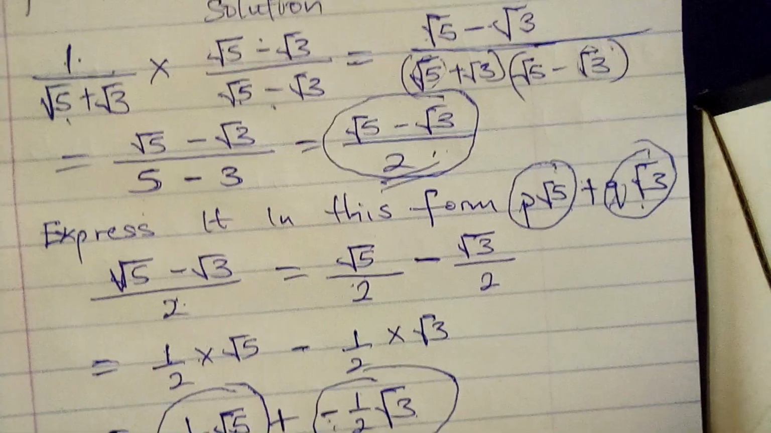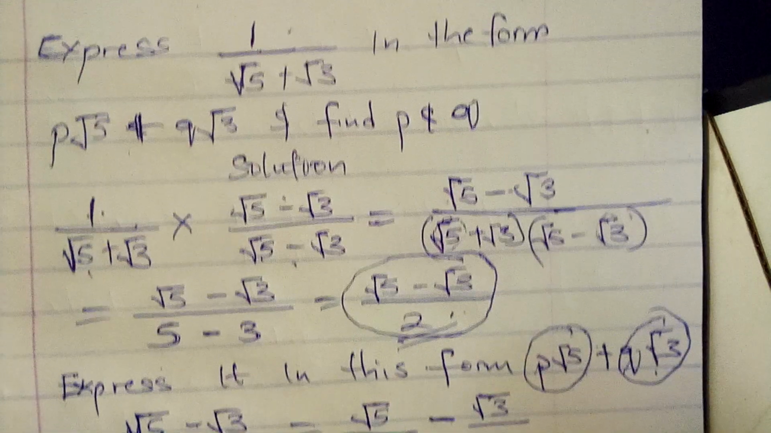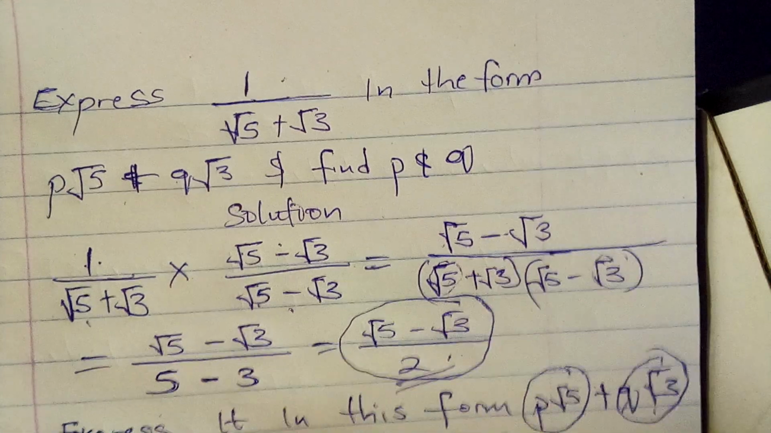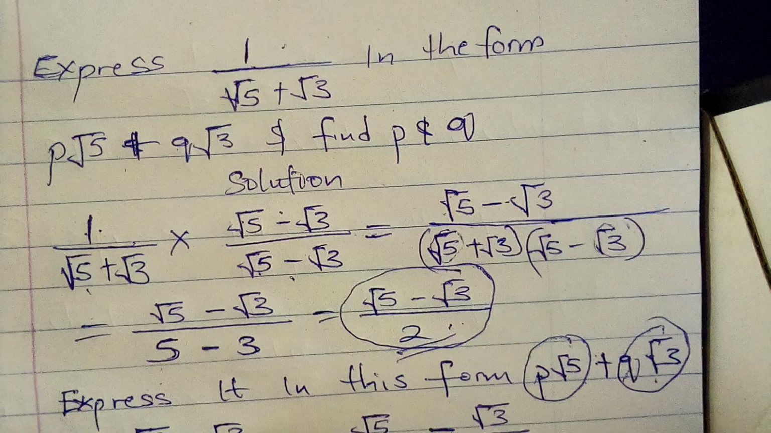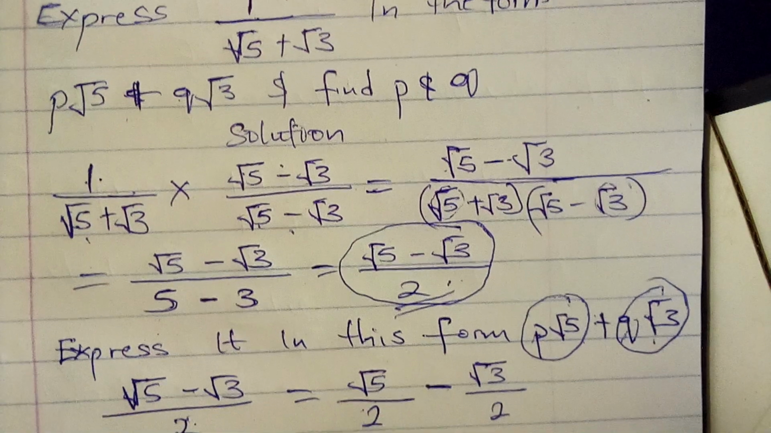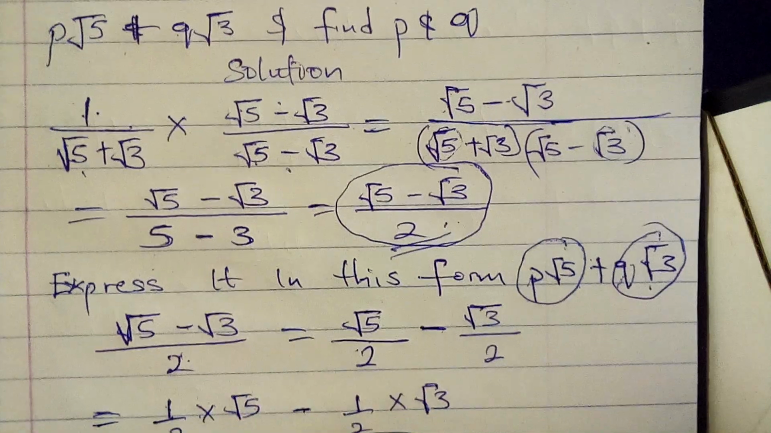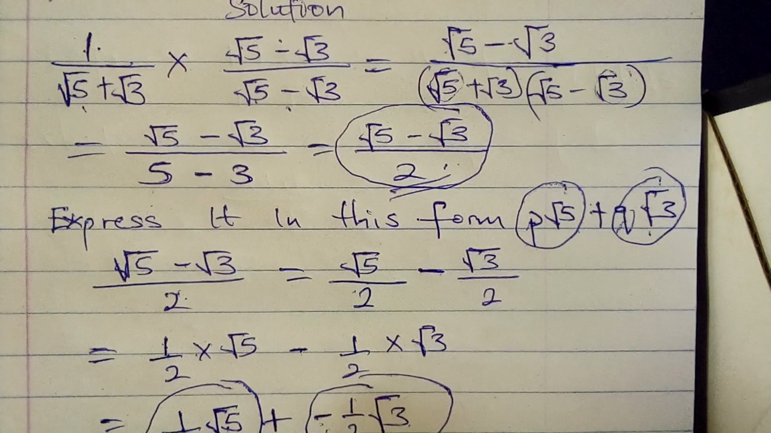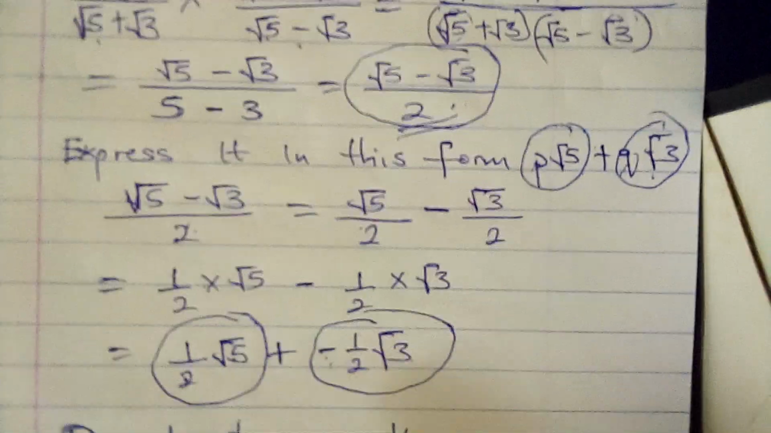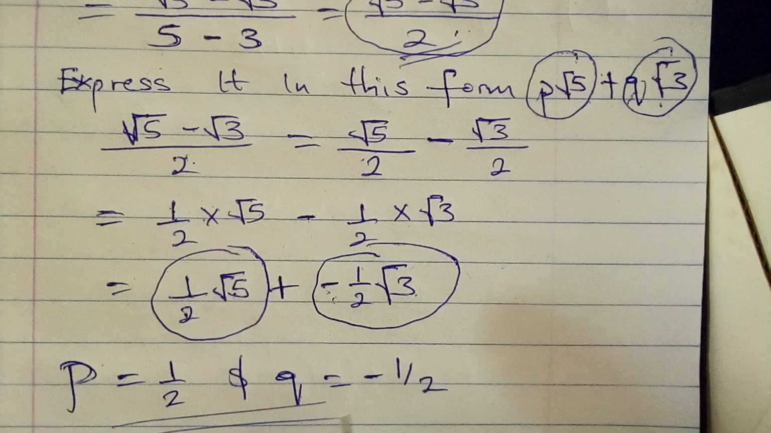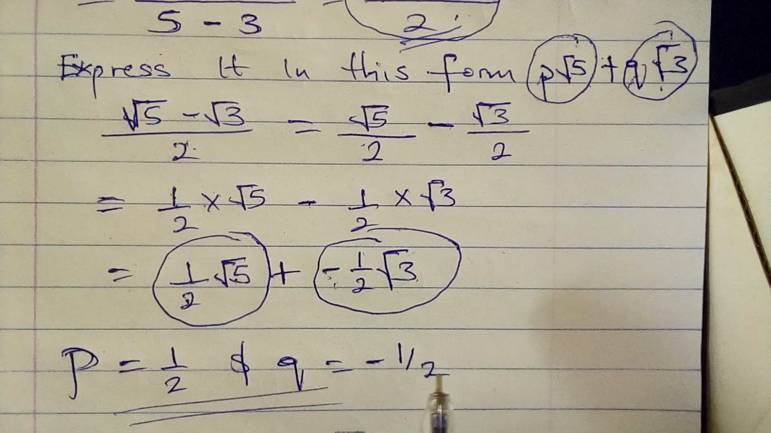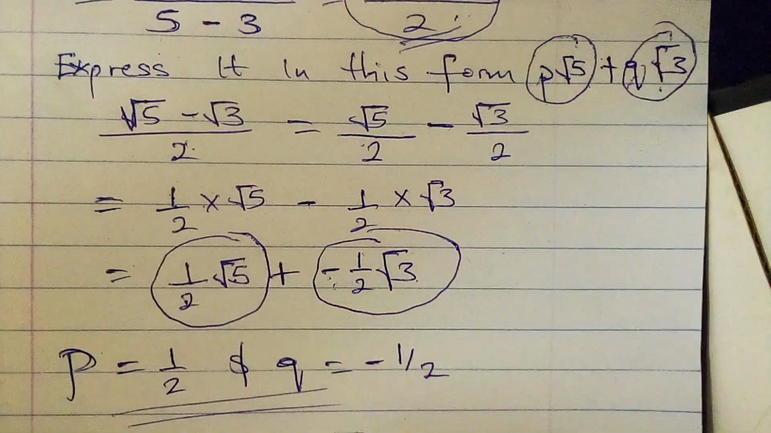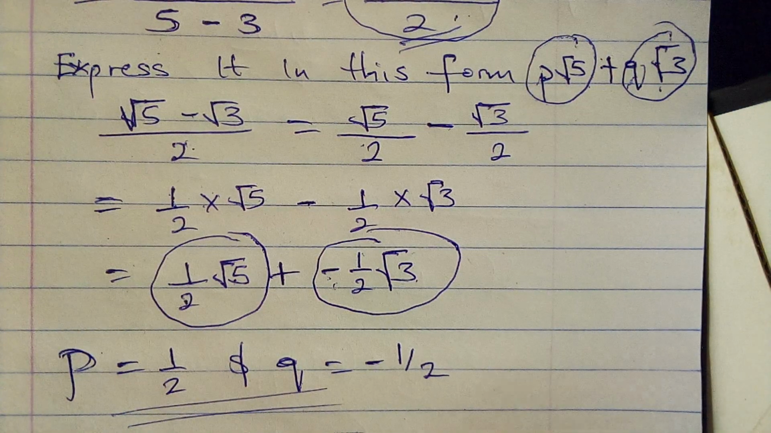So that is it. Let me just review it once again so that you understand, in case you didn't get any part. You see the question, see the solution where I started from. So we got the answer: p equals 1/2 and q equals minus 1/2. As simple as that. So that is how to express this.